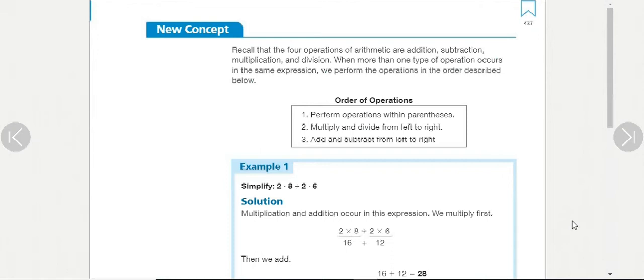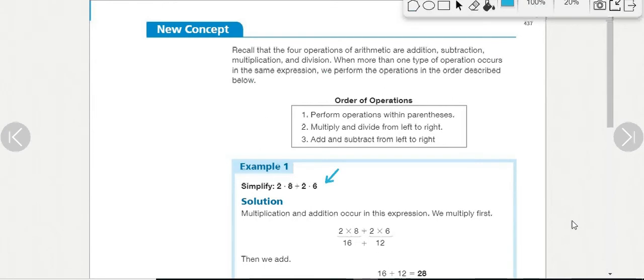Hard to keep it straight sometimes when you look at something like 2 times 8 plus 2 times 6. Okay, we have to follow a certain order. We can't just go whatever order we want, and it's not just left to right.